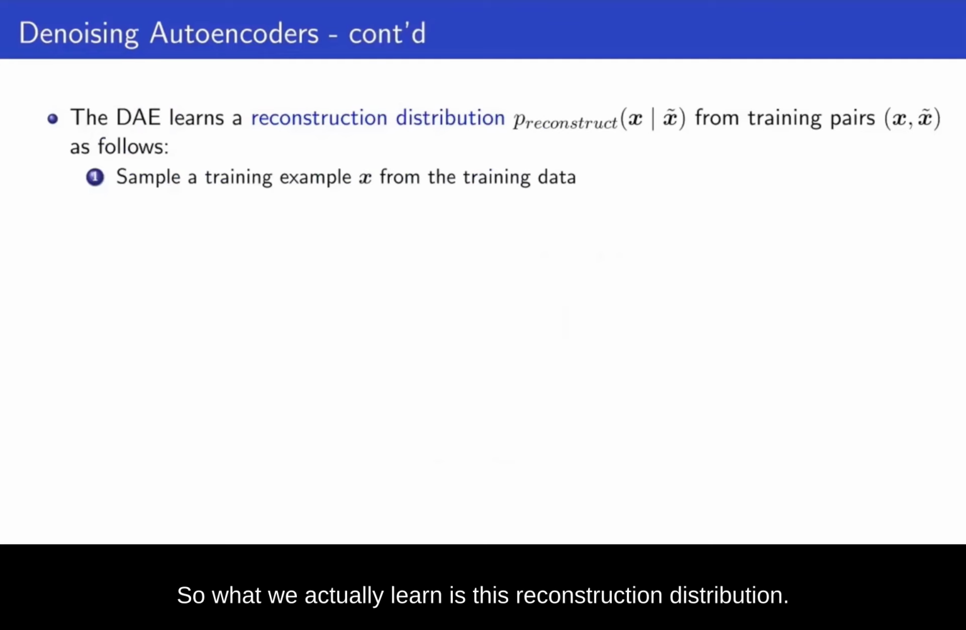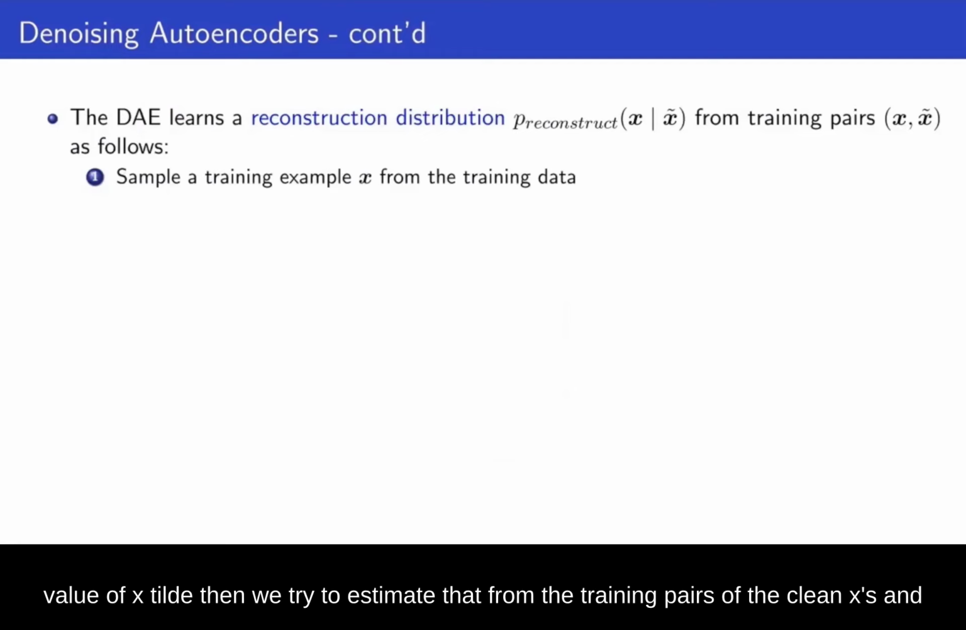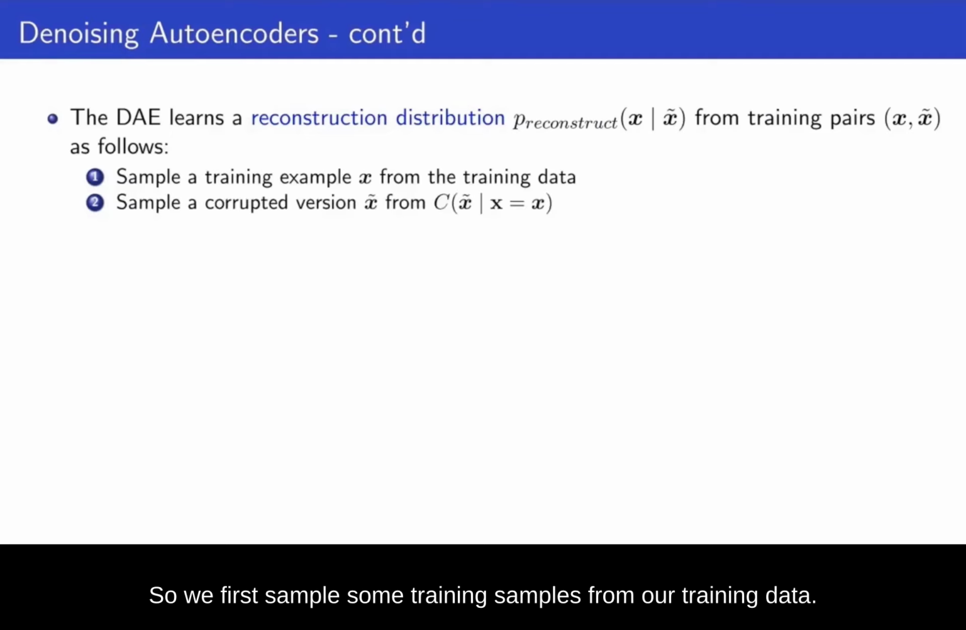So what we actually learn is this reconstruction distribution. We try to estimate the probability of x, given a particular value of x tilde. Then we try to estimate that from the training pairs of the clean x's and our own corrupted x's. We implement this corruption process in the following way. We first sample some training samples from our training data. Then we corrupt it through this process C. So we just put it through some noise.